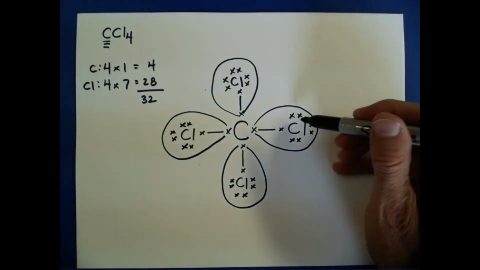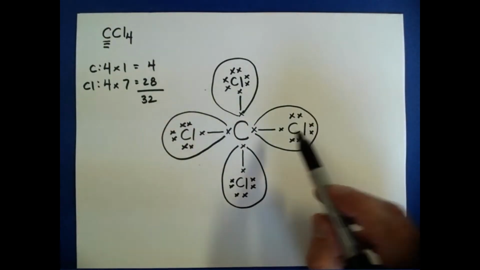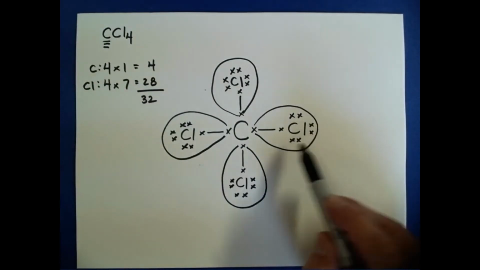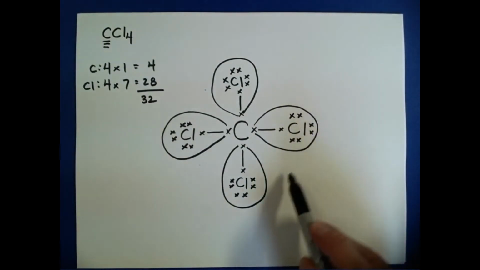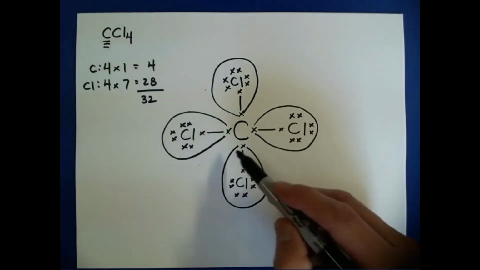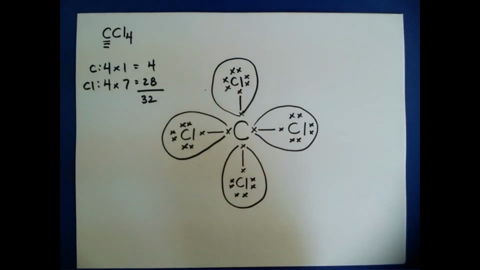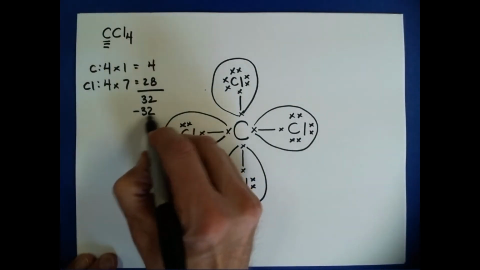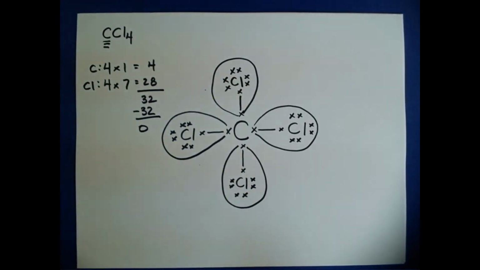Well, each chlorine is surrounded by 8, right? 1, 2, 3, 4, 5, 6, 7, 8. There's 8 electrons around this chlorine, 8 electrons around this chlorine, 8 electrons around this chlorine, and 8 electrons around this chlorine. 8 times 4 is 32. That means there's none left over, and none go on the central atom.